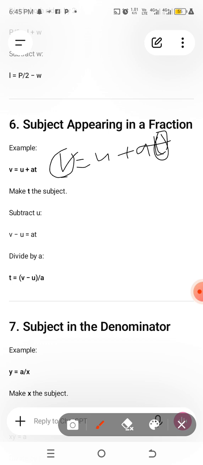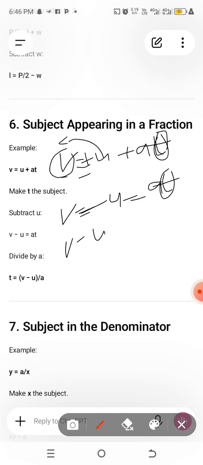So what do you want to do now? You must bring this U to where V is. This place now is plus sign. It's invisible, so it's plus sign. Bringing this U to V, this plus sign we change to minus sign. That will be V minus U equal to AT. You must still make this T stand alone, so it will turn to division. That will be V minus U over A equal to T. Do you understand? Perfect. If you understand, that's so good of you.